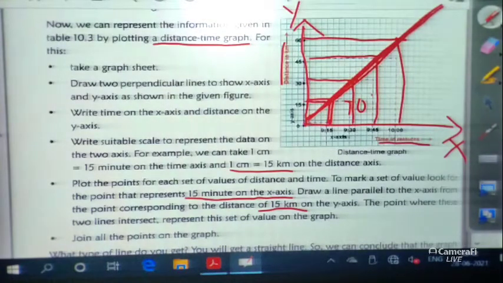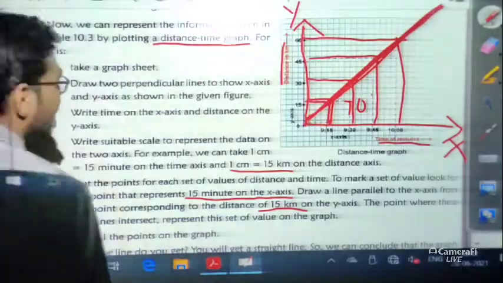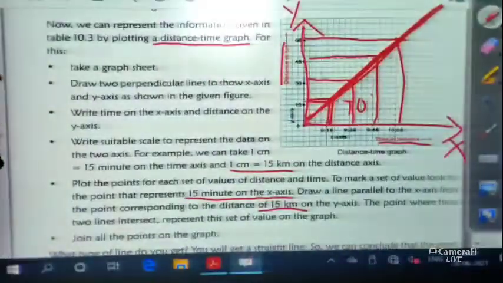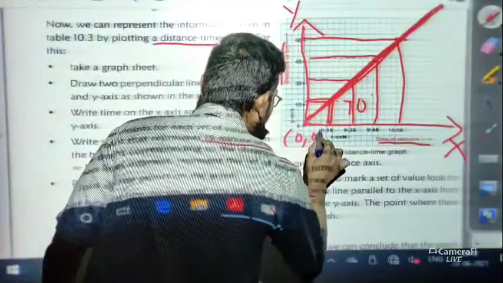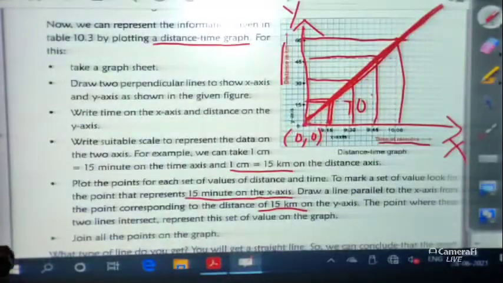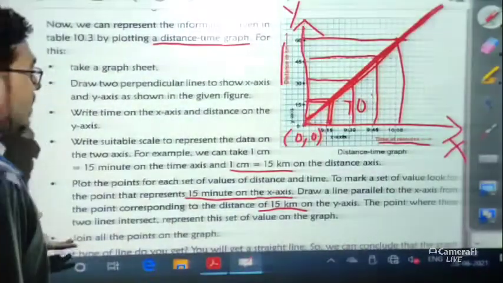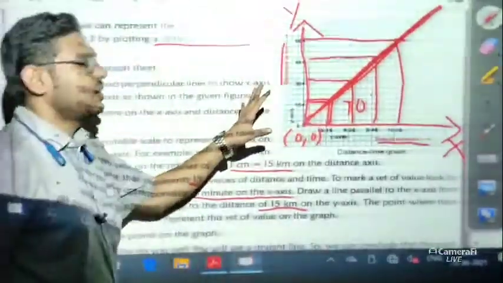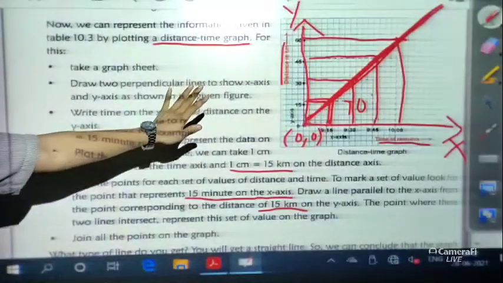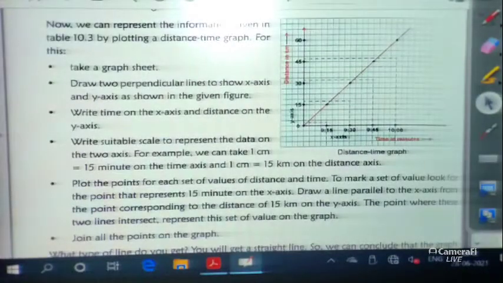Because only in the case of uniform motion will we get a straight line passing through the origin. This is the origin, we can say this point is 0, 0. So only in the case of uniform motion we will get a straight line. So this is your representation. I hope you can understand this, because in mathematics you have already done this kind of thing. You have already done how to draw a graph, how to choose the scale and all those things.